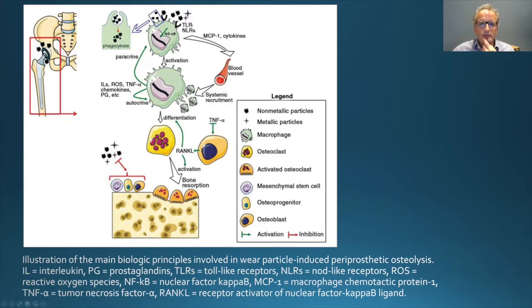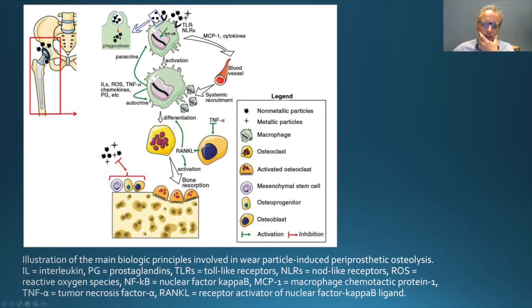So these are particles activating the macrophage, which then becomes an activated macrophage, and using paracrine substances such as interleukin 1 and 6, tumor necrosis factor alpha, chemokines, prostaglandins. It activates other macrophages, getting them ready to do phagocytosis to fight this bacterial load, which isn't bacteria, and it also works on itself. You get systemic recruitment of other macrophages from the blood supply, which then differentiate.